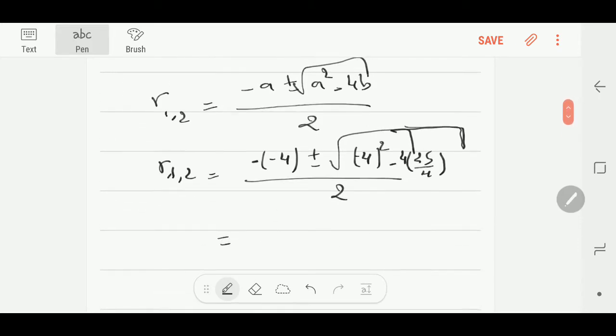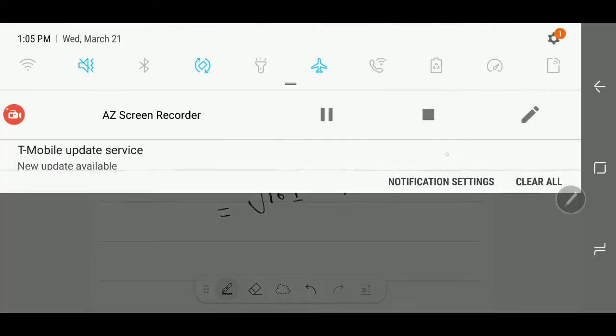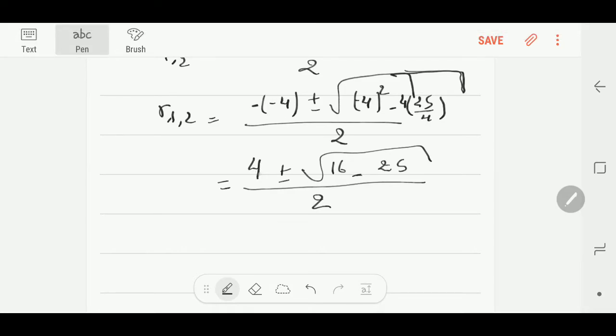And it's going to be, if we simplify it, the square root of 16 plus and minus... okay, so it's going to be 4 plus and minus the square root of 16 minus 25, over 2. If we simplify it, it's going to be 4 over 2 plus and minus the square root of 16 minus 25.